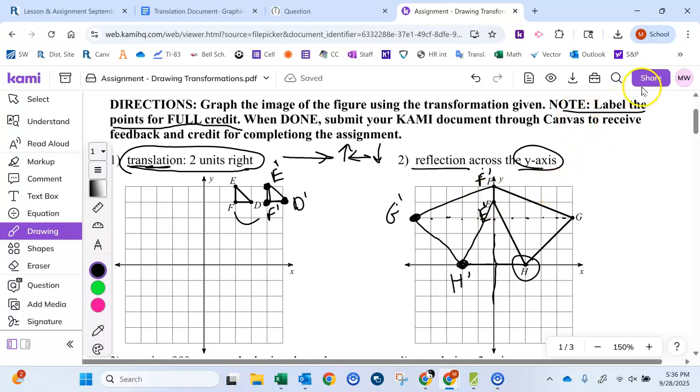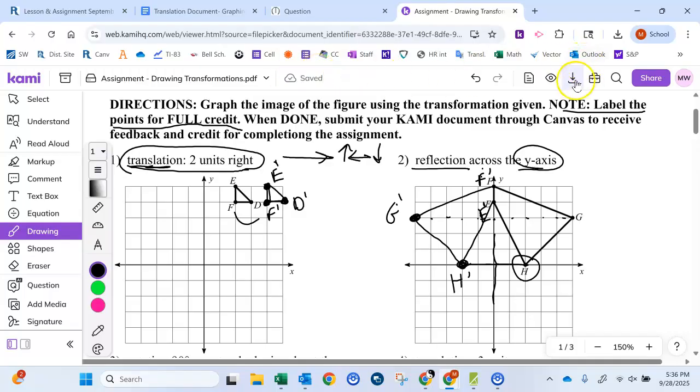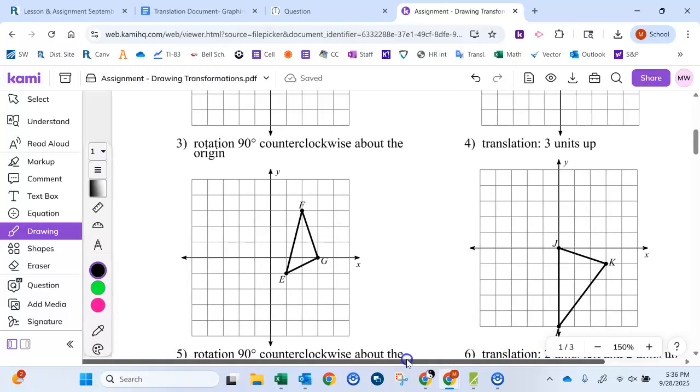So also, I think it saves automatically. Yeah, see, it's automatically saving, okay? But when you're done, you're going to probably download it. I'll see if I can show you that. Okay, so let's do one more. We've got a rotation. So let's do a rotation counterclockwise about the origin. If you want, you can try it, but otherwise I'm going to go over the explanation.